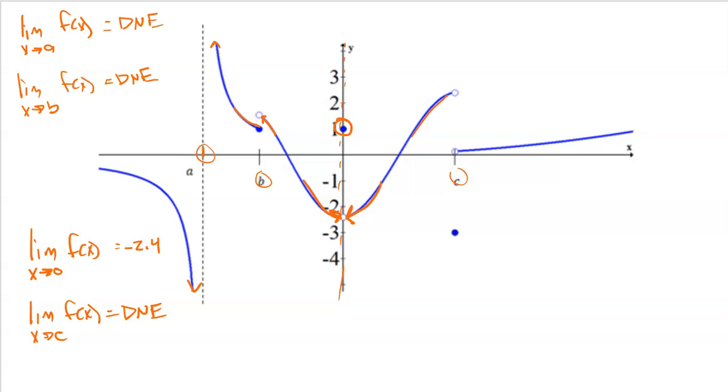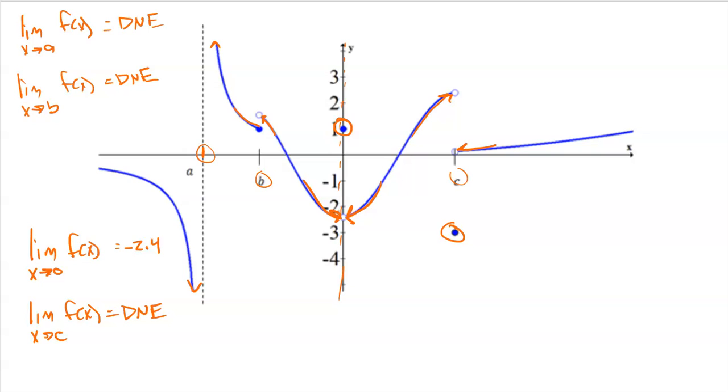Here's c. Left side's up here. Right side's down here. They're not coming together. Heck, there's a point way down here. But once again, or for the final time, the presence or absence of a point at x equals c doesn't matter to the limit as we approach c. We need the two sides to be coming together. So we see a, b, c, and then again 0 I asked you about here.